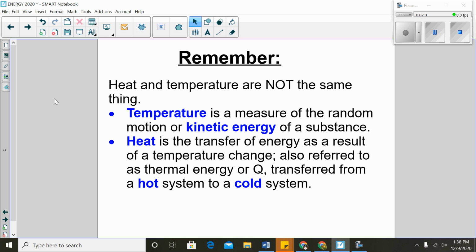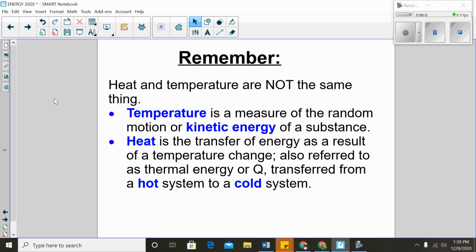Now, something to remember, heat and temperature are not the same thing. So when you measure temperature, right, with the thermometer, what you are measuring is the random motion or kinetic energy of a substance. So we often like boil water in the lab or other substances. So what's going on when you're tracking the temperature of that boiling water? You are tracking the motion of that water, right? That's why it's bubbling and it's moving. So you are measuring that motion, that's temperature.